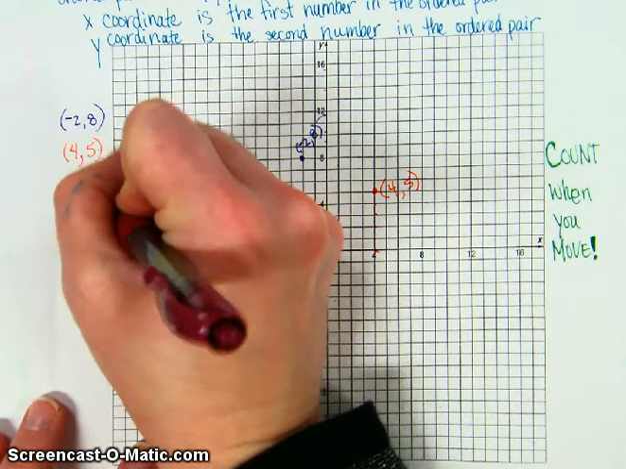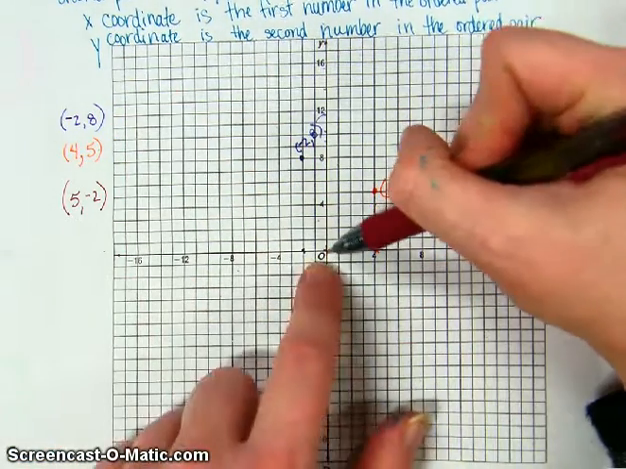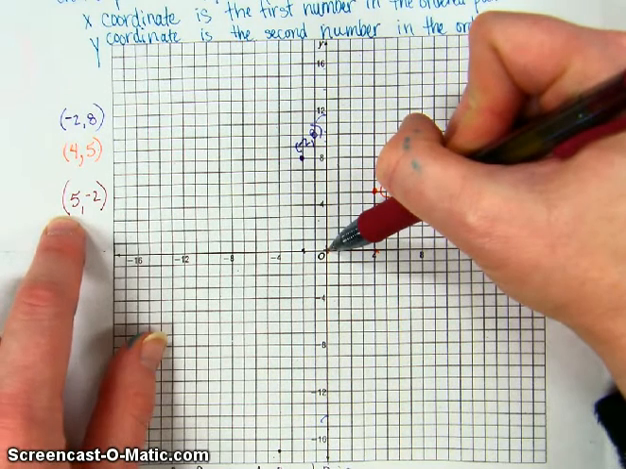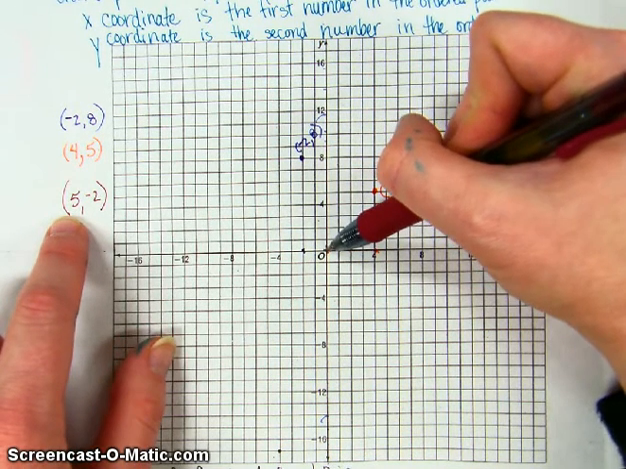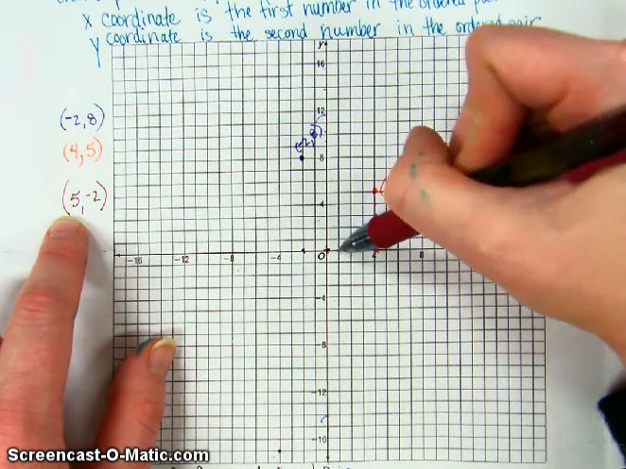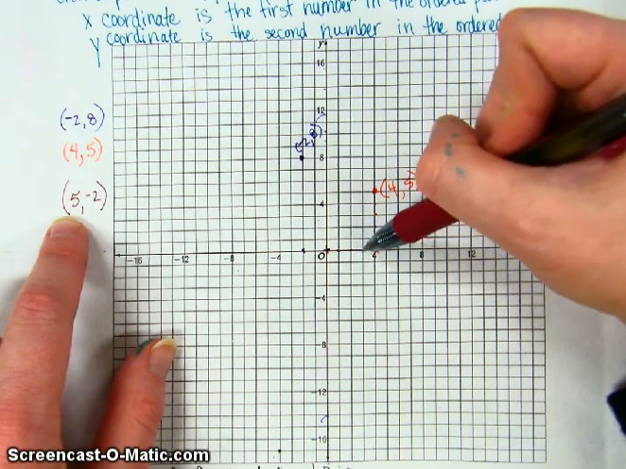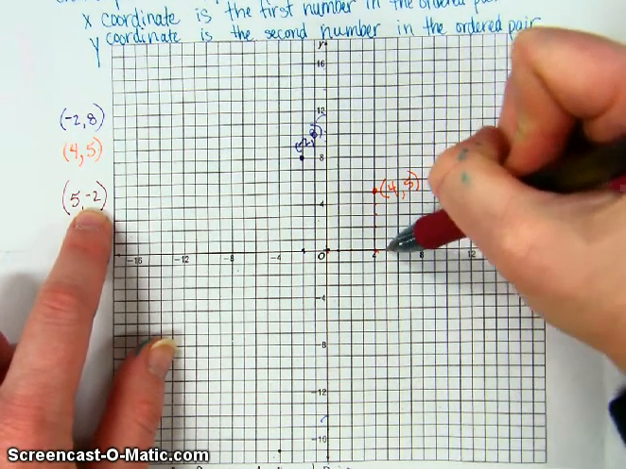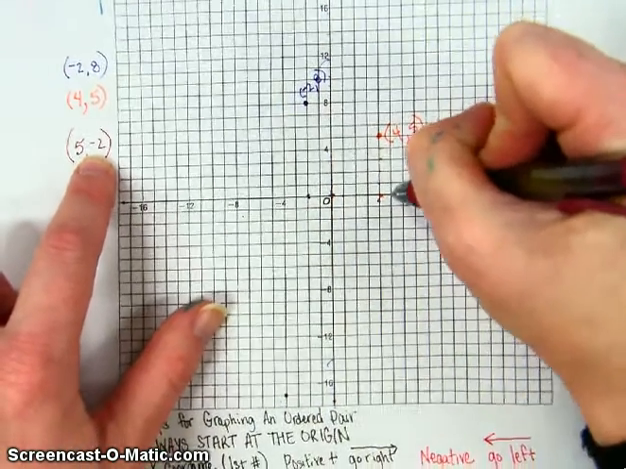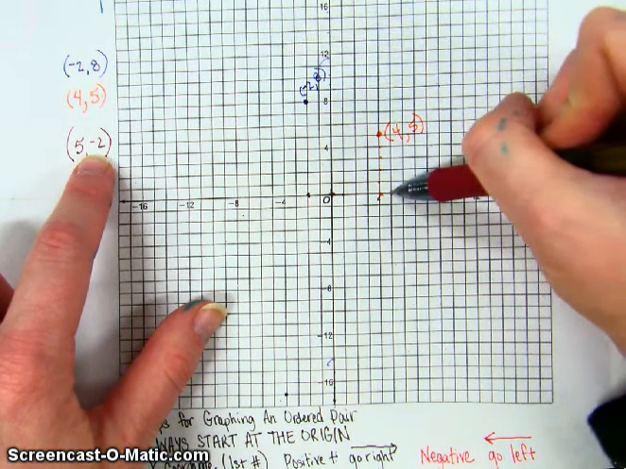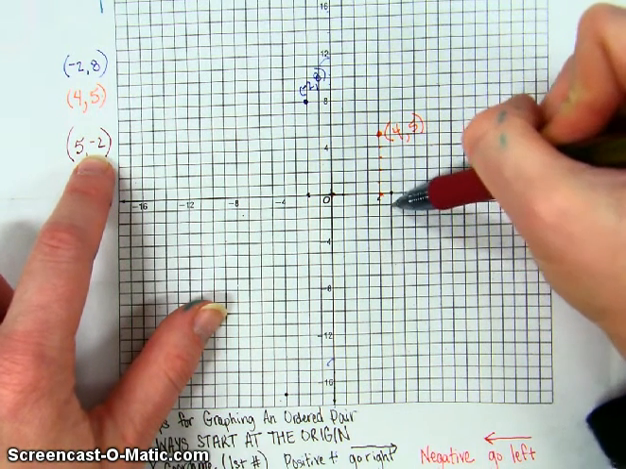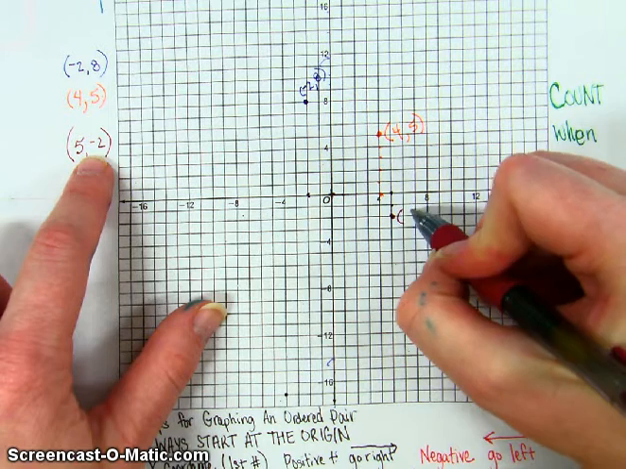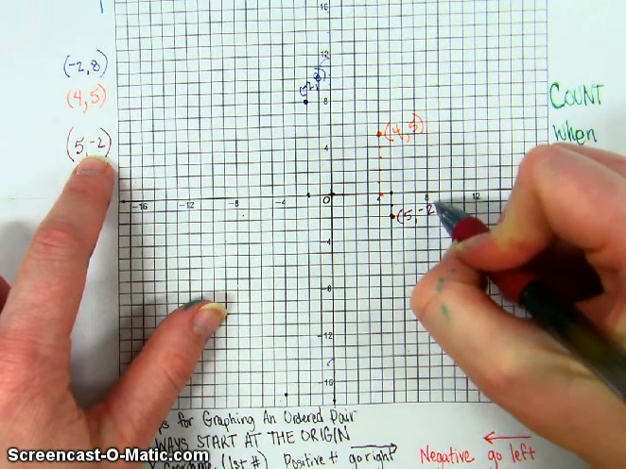5, -2. Start at the origin again. I have a positive 5 x-coordinate, so I'm going to move to the right. 1, 2, 3, 4, 5. My y-coordinate is -2, so I'm going to move down from the x-axis. I'm on 0 here. Move down -1, -2. Put a dot on the corner. Here is 5, -2.